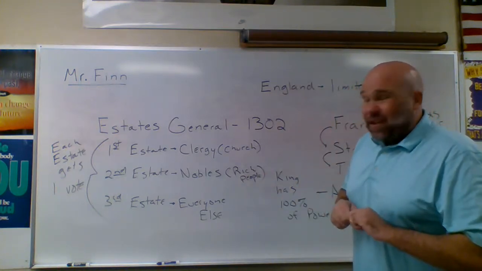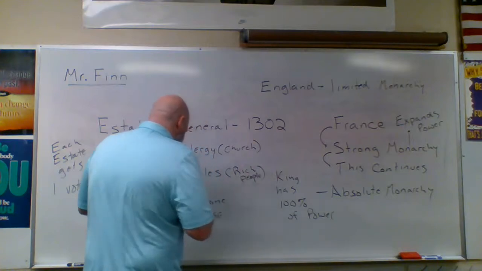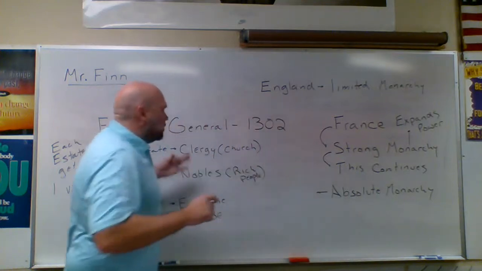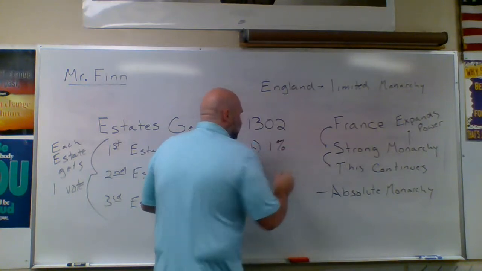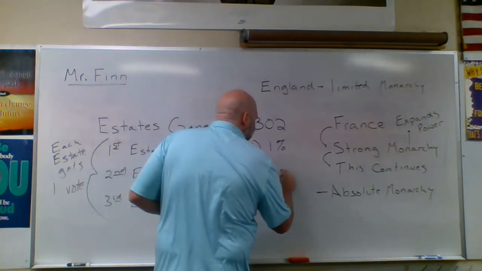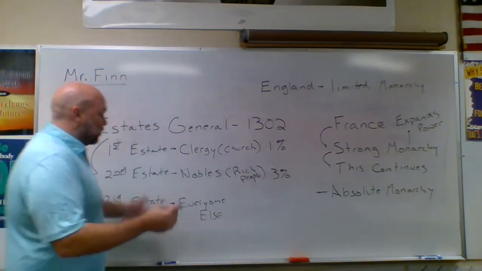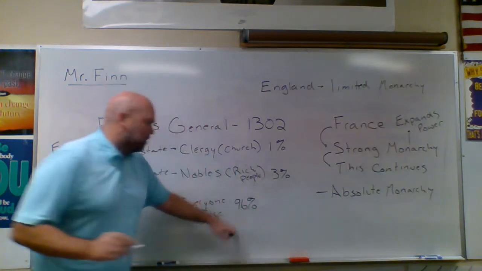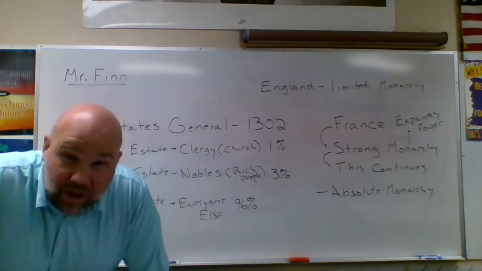So let's look at the population quickly. I have two other countries to talk about, but not as in-depth as this, and I'll tell you why in a second. Let me get rid of the king has 100% power, because we know that. It's an absolute monarchy in France. So let's just say the clergy is 1% of the population. The rich people, the nobility, might be 3% of the population, which means this third estate, if we do our simple math, will be 96% of the population. Meaning this everyone category, the third estate, represents almost all the people.